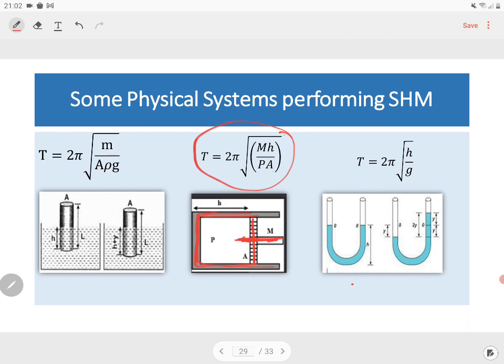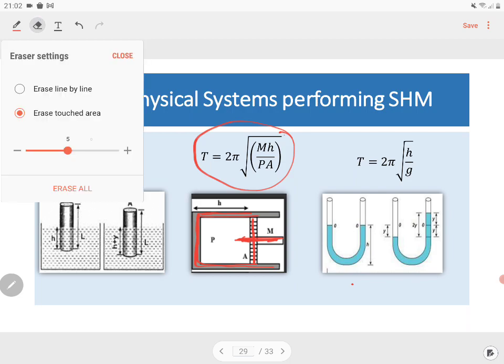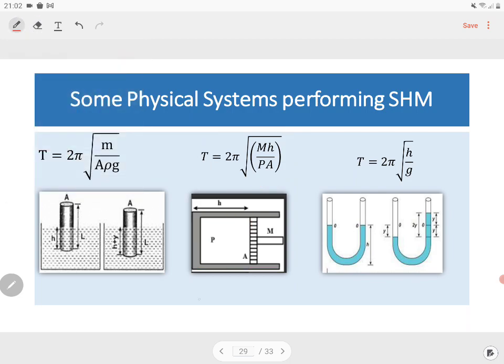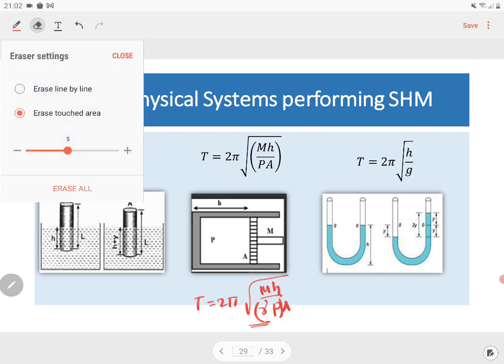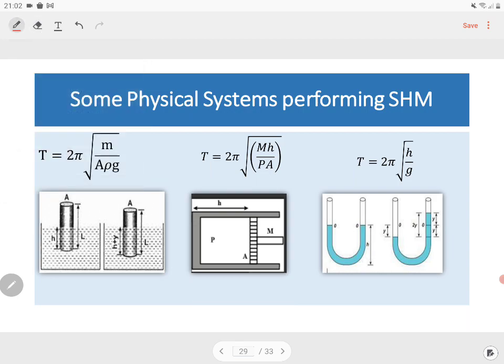Now suppose you push it suddenly, then adiabatic changes will occur. Then the time period will be 2 pi root over m h divided by gamma p a. Gamma will come instead of p, so gamma p will come in the denominator. So remember, children. Then after that, the time period of oscillations of a liquid.